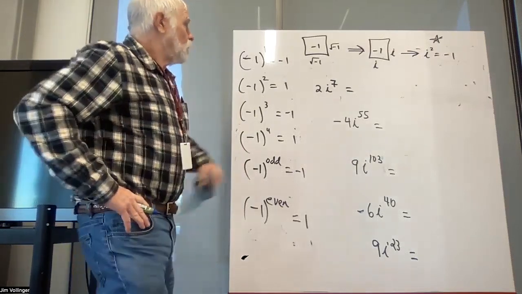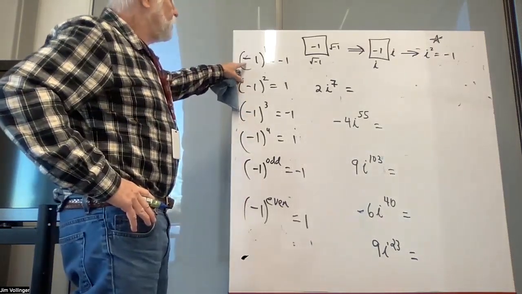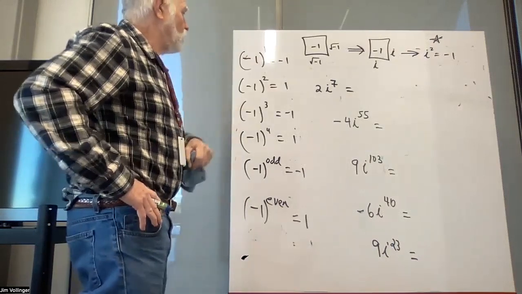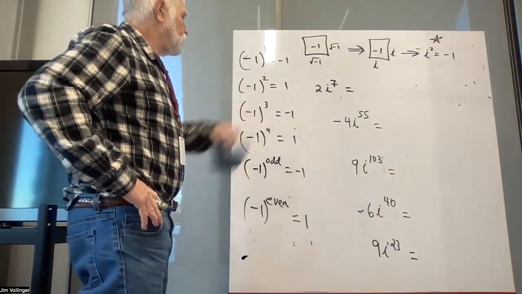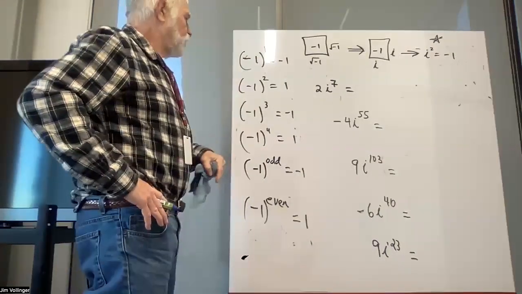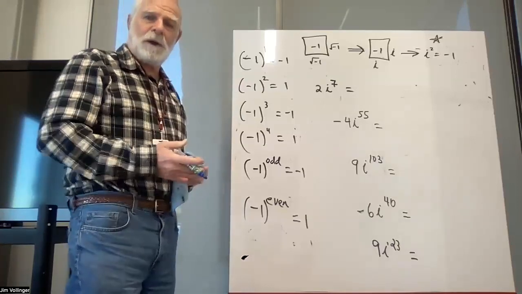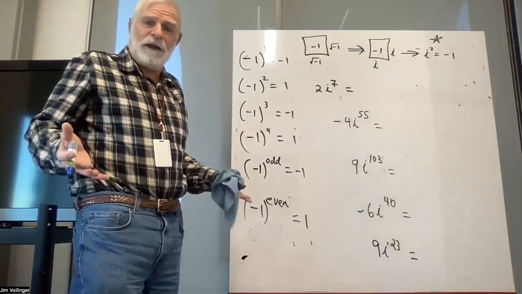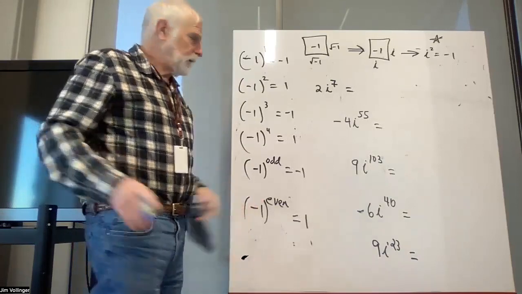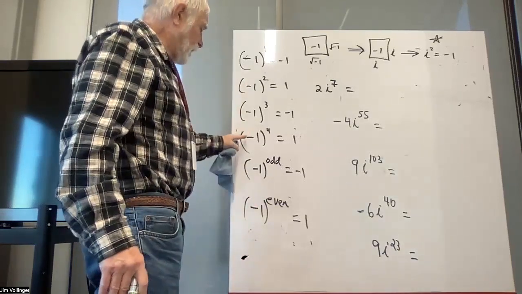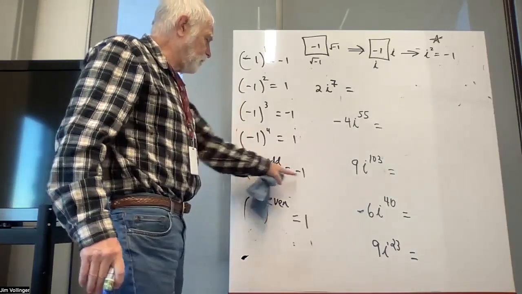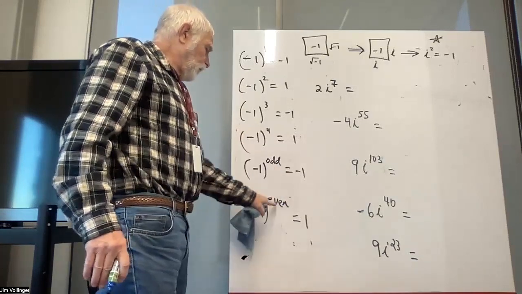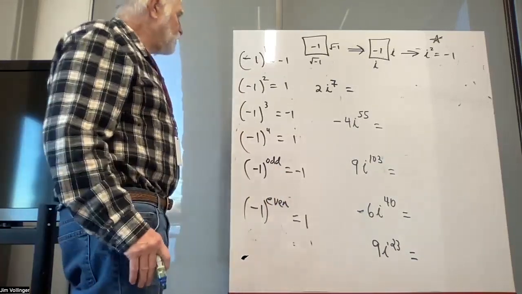All right, so we've established that -1 to the 1 is -1, -1 to the 2 is 1, -1 to the 3 is -1. Each time you multiply a number by a negative, you change the sign of the quantity produced. Hopefully you're seeing this pattern. So -1 to an odd number is -1, -1 raised to an even power is +1.